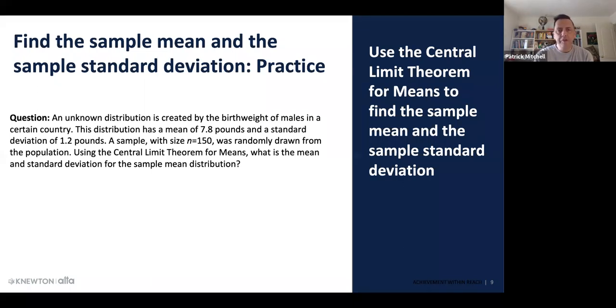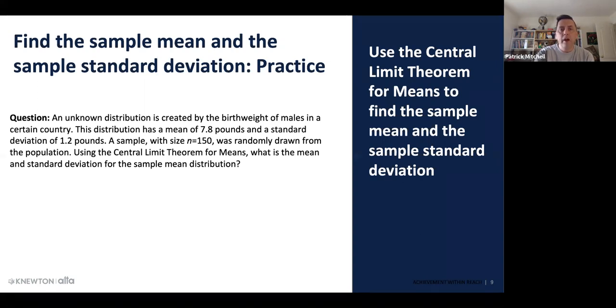An unknown distribution is created by the birth weight of males in a certain country. This distribution has a mean of 7.8 pounds and a standard deviation of 1.2 pounds. A sample with size 150 was randomly drawn from the population. Using the central limit theorem for means, what is the mean and the standard deviation for this sample mean distribution?